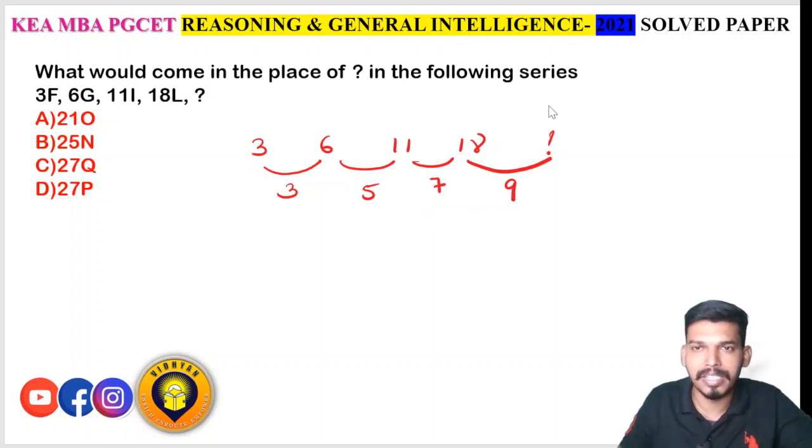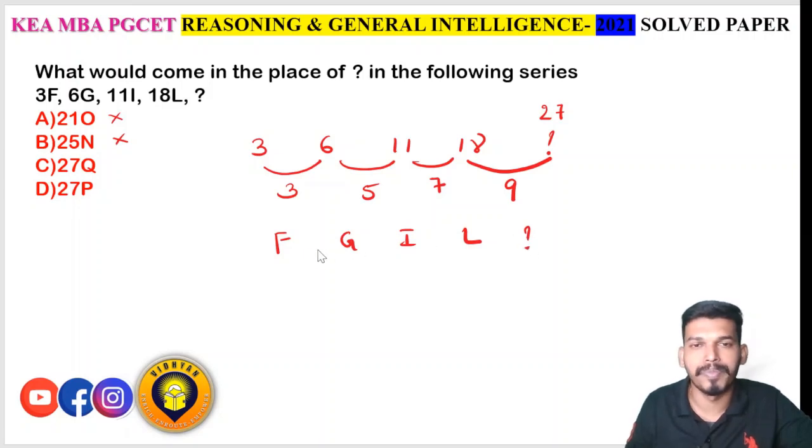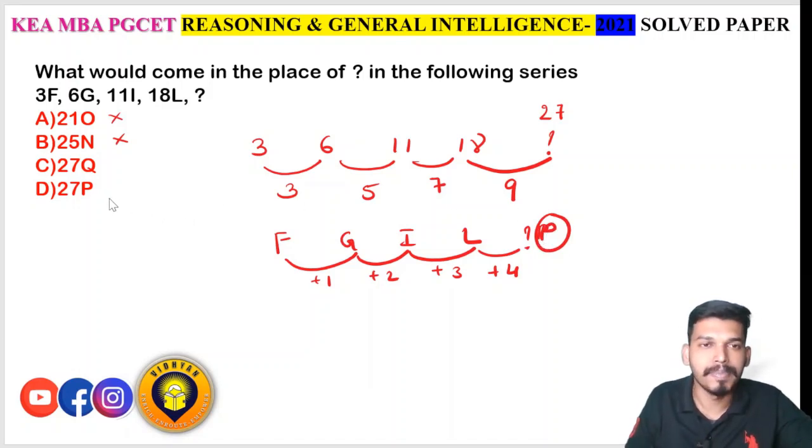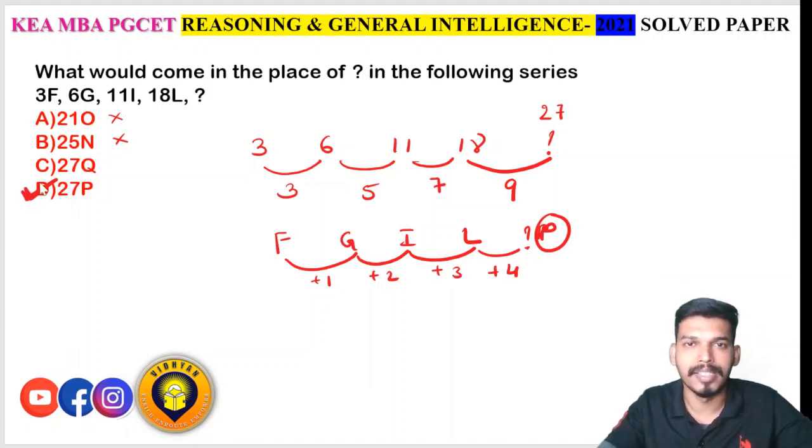So 18 plus 9 is what? 27. So 27 means option A and option B are cancelled, and C and D remain. So you have to check the letters now. F, G, I, L, question mark. F to G is plus 1, G to I is plus 2, I to L, J, K, L, is plus 3, and L plus 4: M, N, O, P. So if you do plus 4 from L, the letter you will end up with is P. So the answer is 27P.